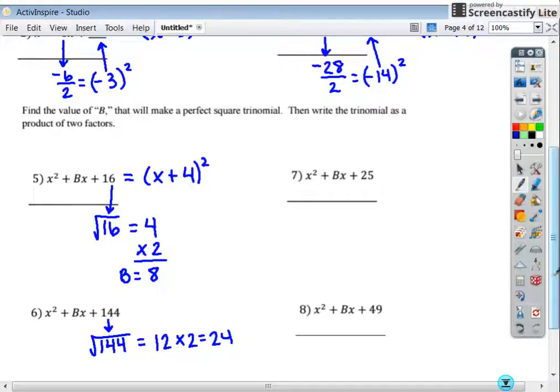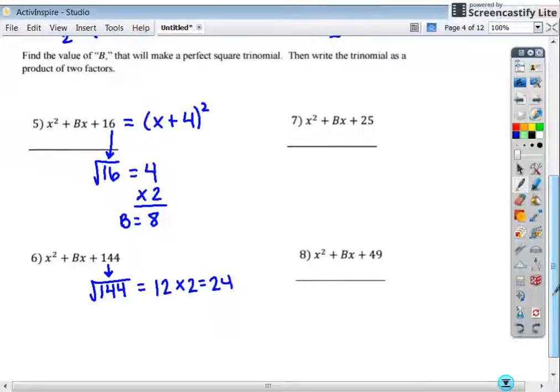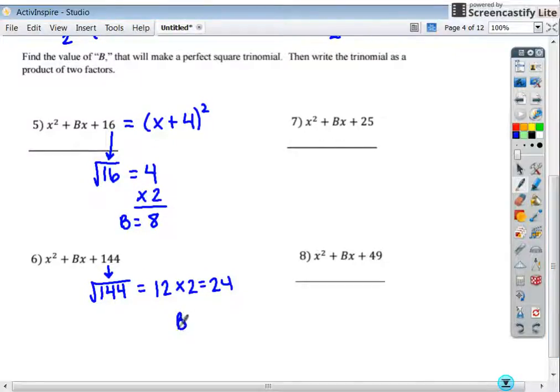Let me get some more room here. There we go. Okay, so to write this as the product of two factors, I have x plus, and then whatever this number is here that we doubled, 12 quantity squared.